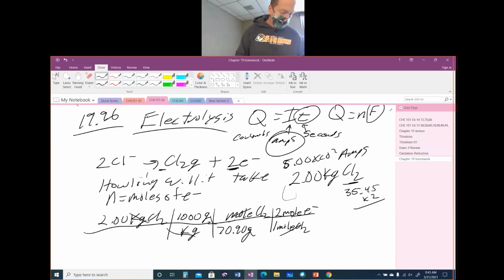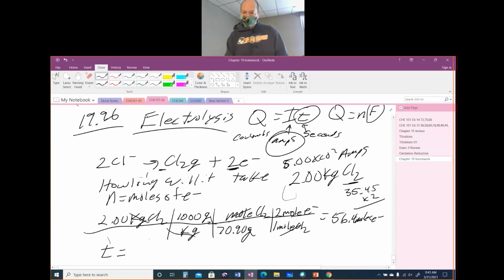All right, and so that is 56.4 moles when you push the buttons. And so we're solving for time. So time was nF, and we divided both sides by the current I. So now we just plug in our numbers. 56.4 moles of electrons.